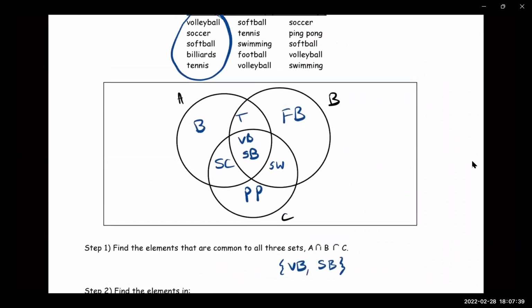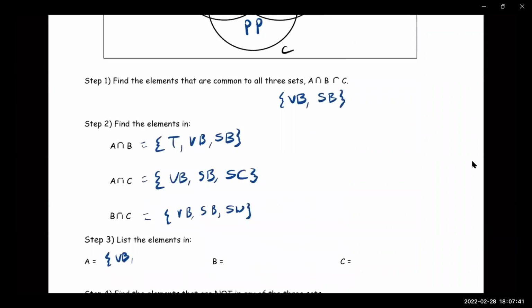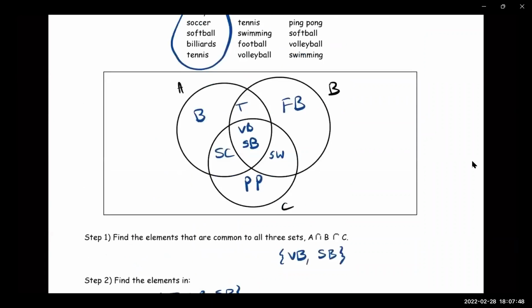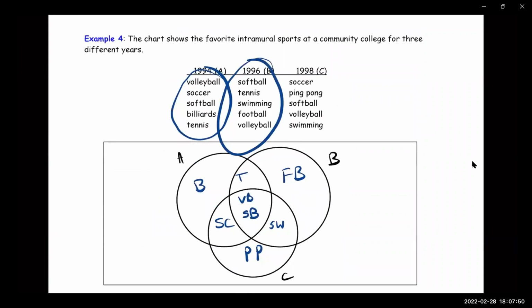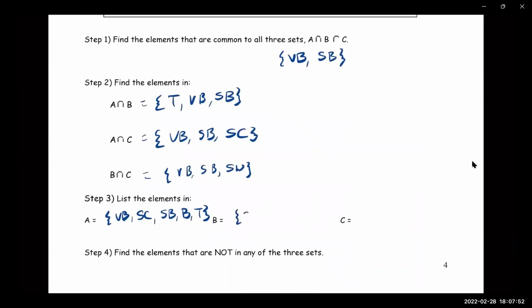Volleyball, soccer, softball, billiards and tennis. Okay, and B would be softball, tennis, swimming, football, and volleyball. And then C is soccer, ping pong, softball, I mean, volleyball, and swimming.